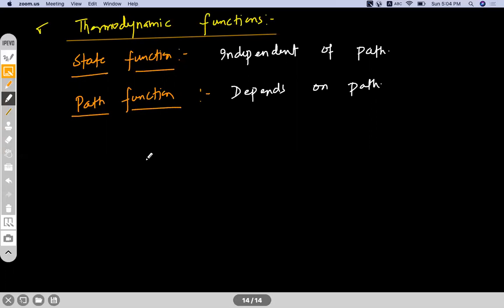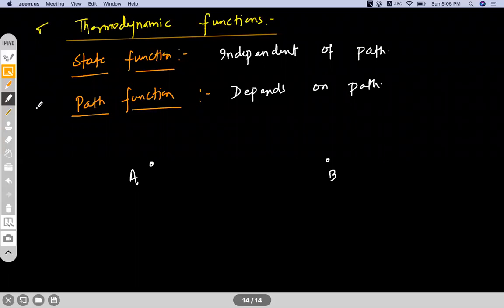You see, if you have this point A, and from this point A, you want to go to point B. And we have certain variables here, right? PA, VA, TA, PB, VB, TB. So function is the collection of those kind of variables. So function is what? It is a collection of those variables, which is independent of path.